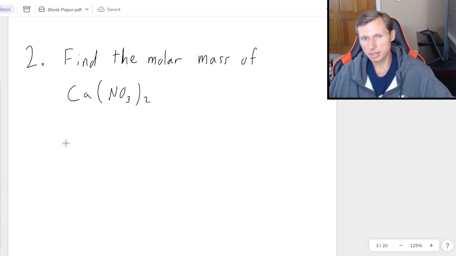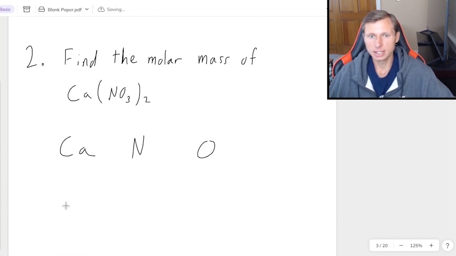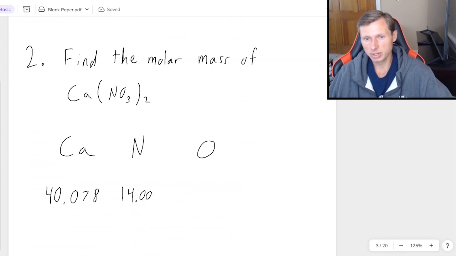So first, let me write the 3 elements down. Ca, calcium, N, nitrogen, and O, oxygen. And let's write down the 3 molar masses for those from the periodic table. Calcium is 40.078, nitrogen is 14.007, and oxygen, again, is 15.999.